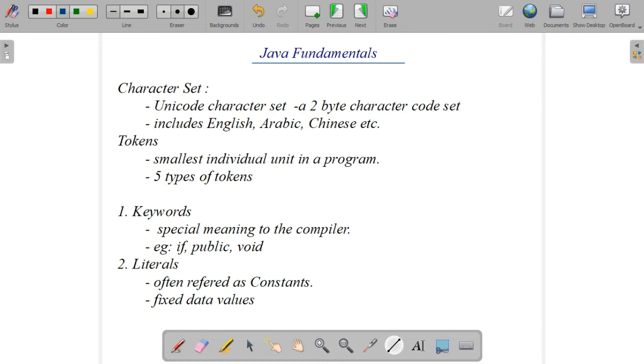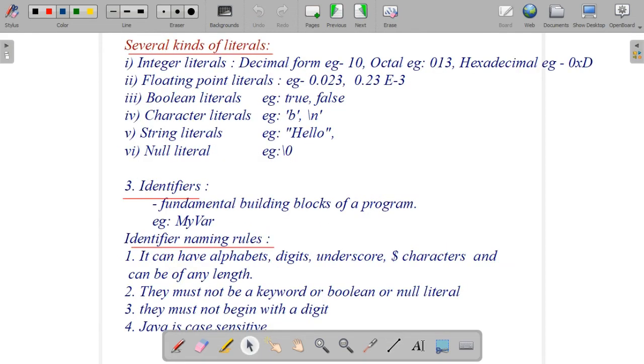Before that, how many types of literals are there? Usually 6 types of literals are there. The first one is integer literals. In integer literals, it allows 3 types. What are they? Different number systems: decimal number system, binary number system, octal number system, hexadecimal number system. These are the different number systems. Like this, integer literals are divided into 3 main types.